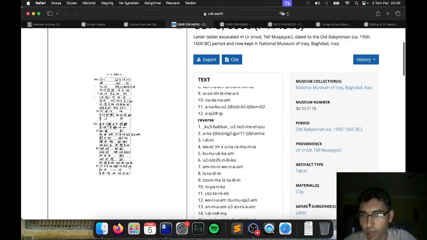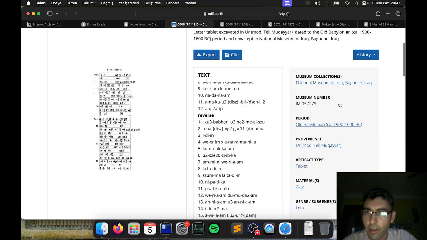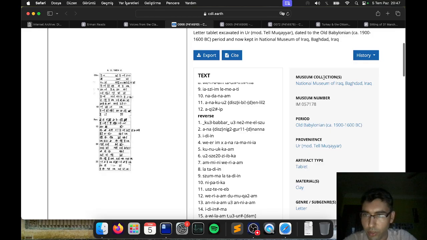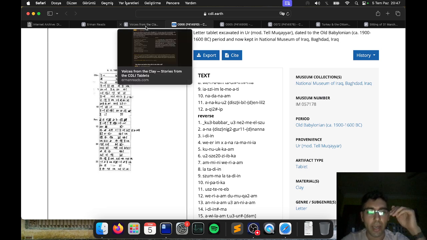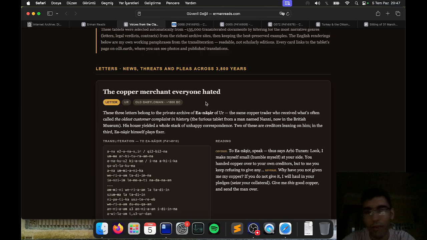So let's say this is the Akkadian language, done on clay, and it's a letter. It's in the collection of the National Museum of Iraq, and the period is Old Babylonian. This is very, very old. What I did was I went to my agents. I wanted my agents to go through all of them, find me interesting stories, and just give me an article about it. I want to read it.